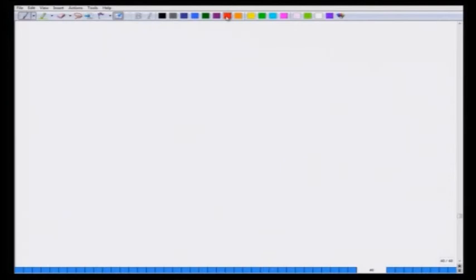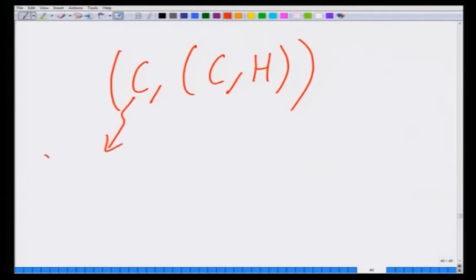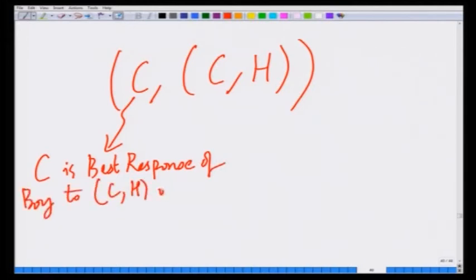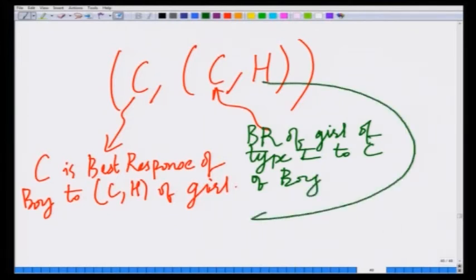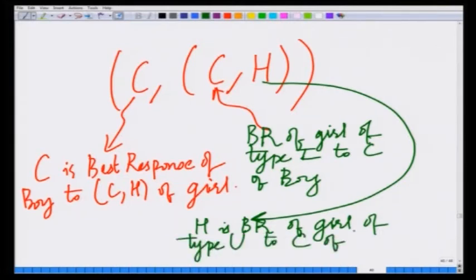We looked at this by saying that if the girl is choosing C comma H, C is the best response of the boy to C comma H of the girl, and C is the best response of the girl of type I to C of the boy, and H is the best response of the girl of type U to C of the boy.